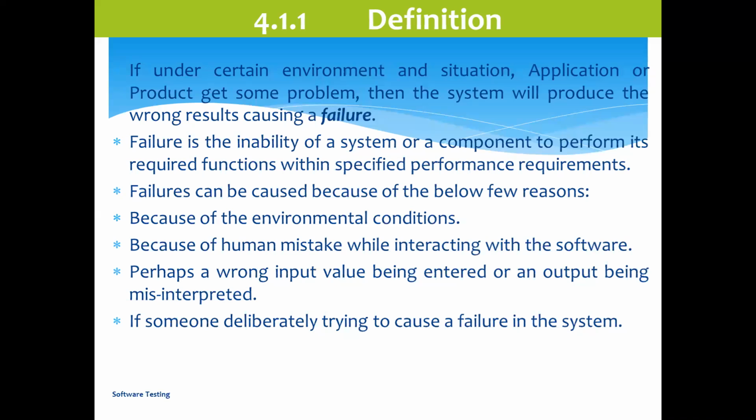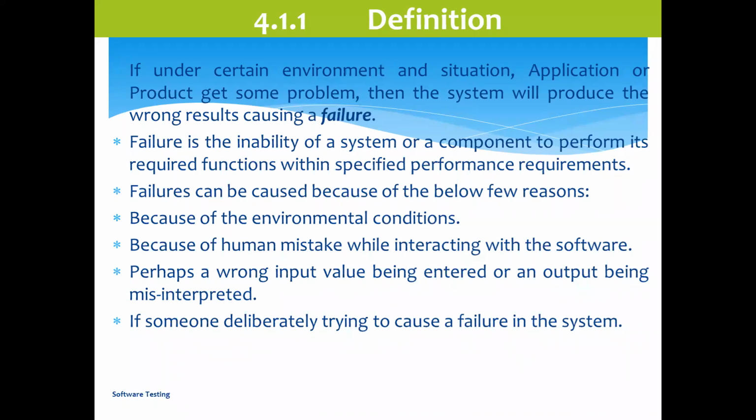Then perhaps a wrong input value being entered or an output being misinterpreted. Some input value we can give, like when you are booking a ticket, you are giving the age. Age can support up to 125, suppose. You are giving 200 as the age. That is a wrong input. You can get some error. It will not work, and the functionality will throw an error. So if we give some wrong input, chances are it can fail.